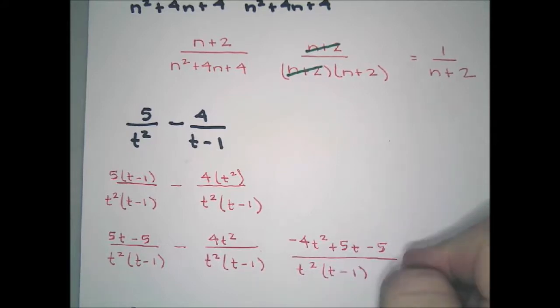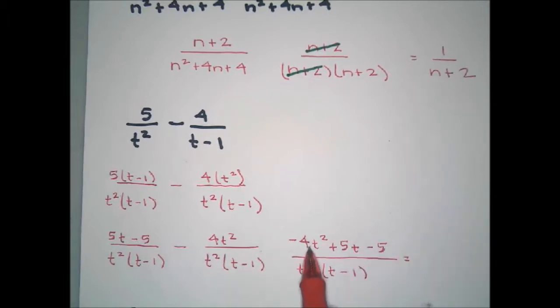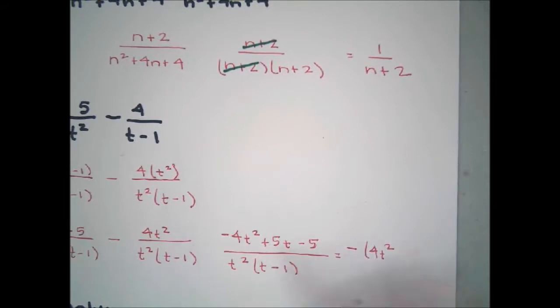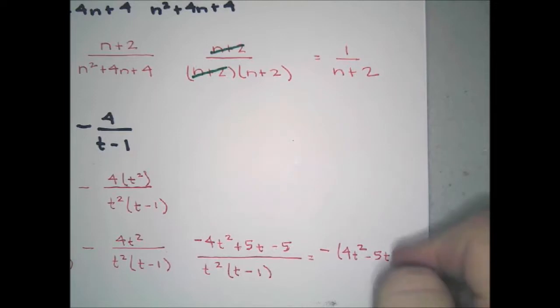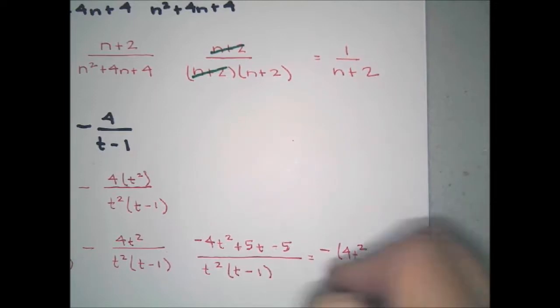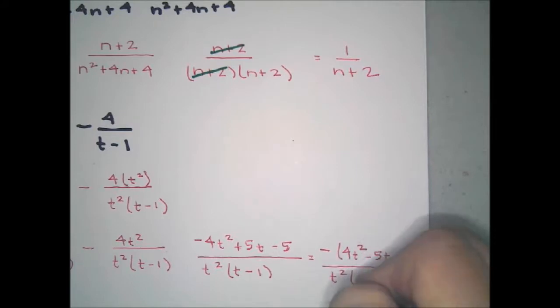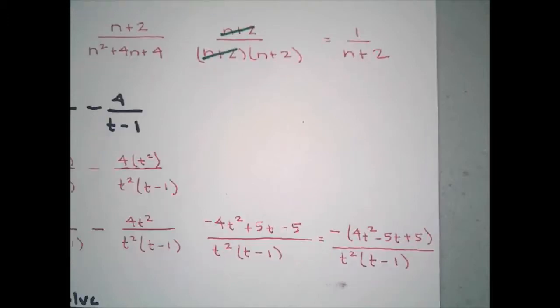Now, if you don't like this leading coefficient being negative, you could factor out a negative from the top, which would make the 4t squared positive. But remember, it would change all of the other signs. That would make that minus 5t, and then that would make that plus 5, all over t squared times t minus 1. It looks ugly, but it's the right answer.